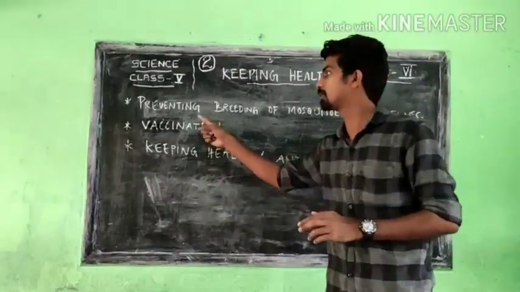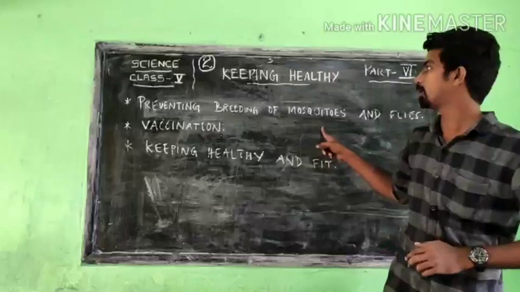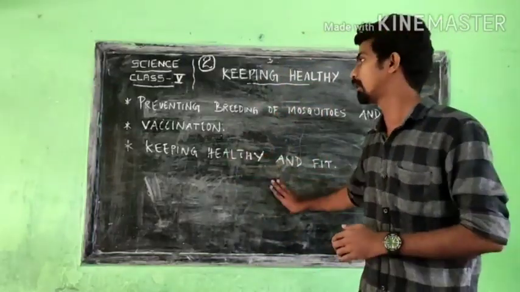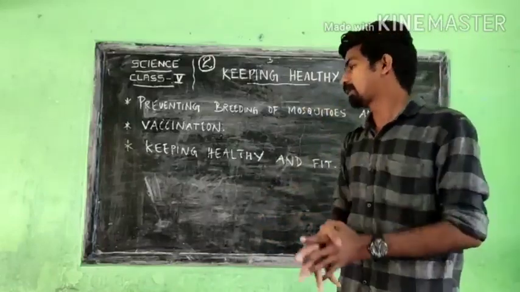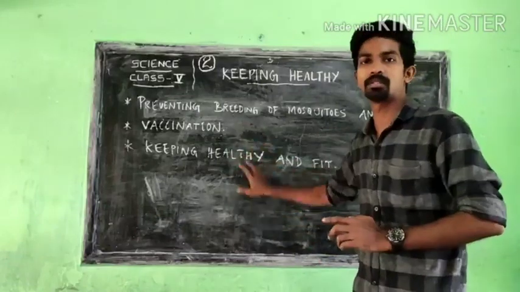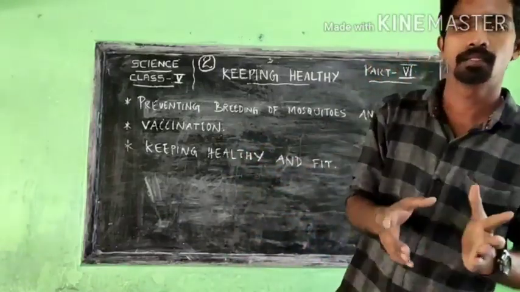Today we will discuss preventing breeding of mosquitoes and flies. Then the second one, vaccination. And the last one, keeping healthy and fit. After discussing these three topics, we'll complete the second chapter.